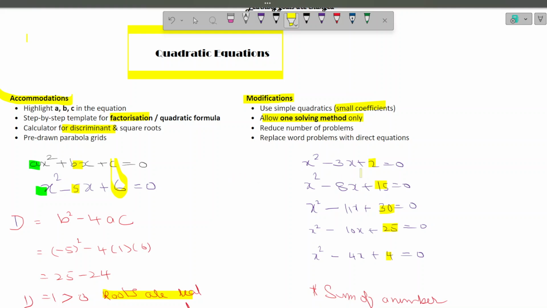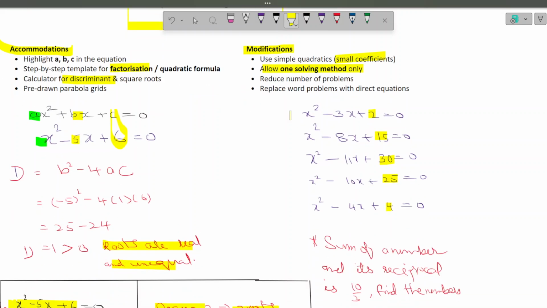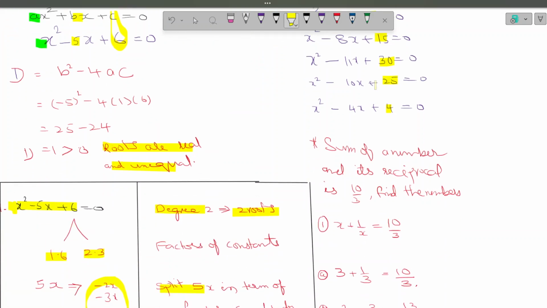And take simple numbers, 1, 2, 3, 4, 5. Those should be the factors, not more than that. At the most 6. Factors should be 1, 2, 3, 4, 5, 6. That's it. Then what about the number of problems? Suppose you are giving 20 problems to your regular ed students. For this, you have to give 5 to 10 problems.